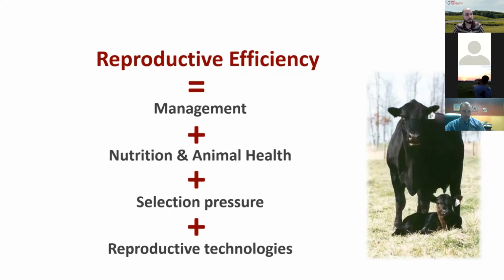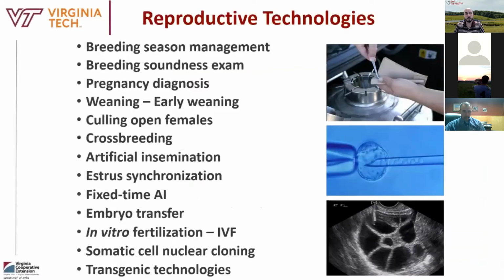As veterinarians, animal health is a no-brainer, right? Everybody associates the veterinarian with that, but there's really something we can do on management, helping with nutrition, as well as talking about selection pressure and guiding clients on reproductive technology. So there's a space for the veterinarian. Each one of those things is important for reproductive efficiency.